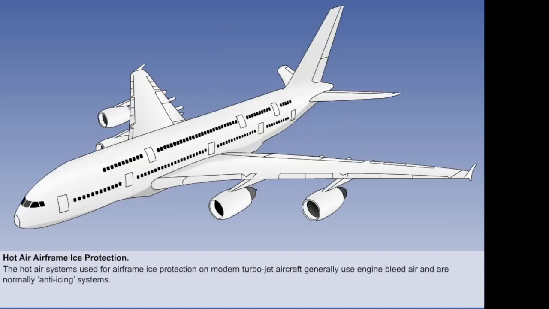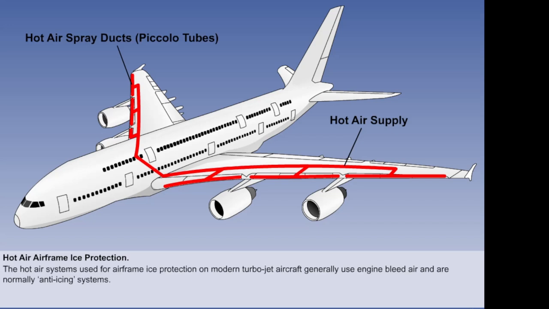The hot air systems used for airframe ice protection on modern turbojet aircraft generally use engine bleed air and are normally anti-icing systems. In systems of this type, hot air is supplied to a pipe or duct running along the inside of the leading edge sections to be protected. These ducts are known as spray or piccolo tubes.